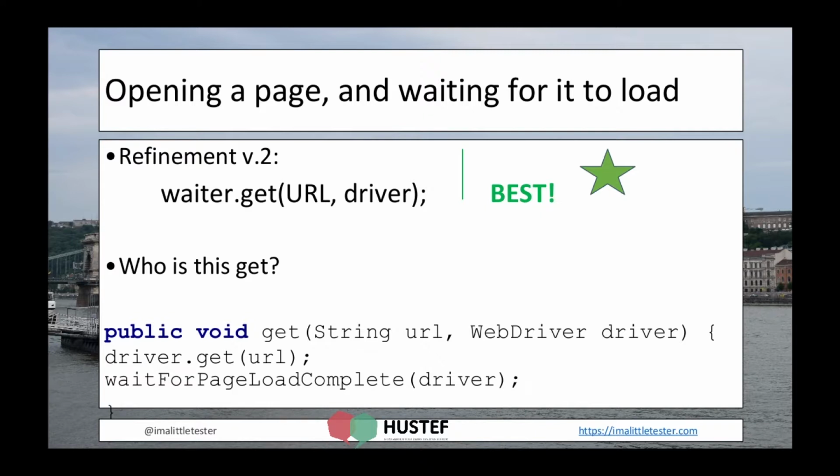I named it get simply because it helps me link this get to the get from the driver implementation. So I know that get always means open a page. Get from my waiter class means get and wait for the page to load properly before doing anything else. So this is just the first example.